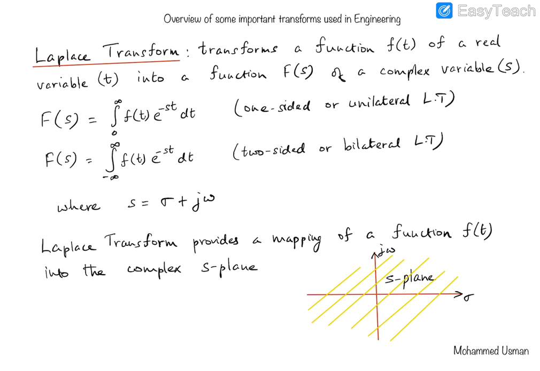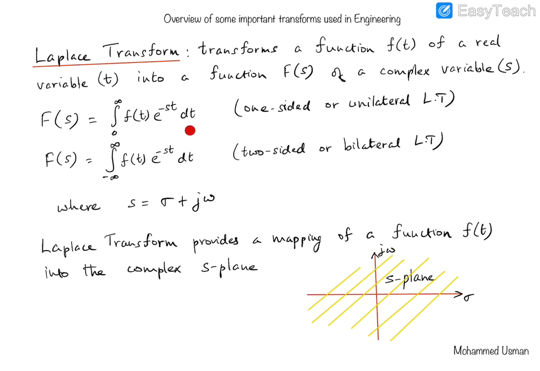What is the Laplace transform? It is a transform that transforms a function of time, f of t, which is a function of a real variable time, into some other function, F of s, where s is a complex variable. So the mathematical relationship to compute the Laplace transform is given by this expression.